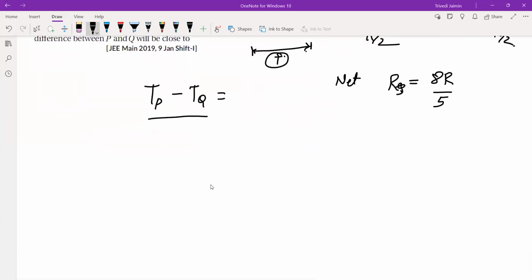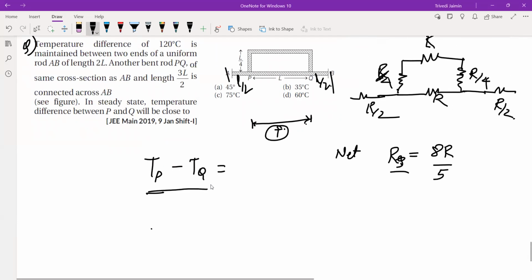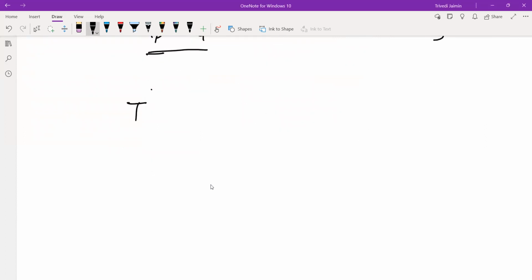Now, we need to relate temperature and resistance somehow. So we have one relation, that is current in thermal. Same thing now. Thermal current, what is here? A and B. So I equals thermal current, T AB, temperature at AB, which is divided by total resistance.